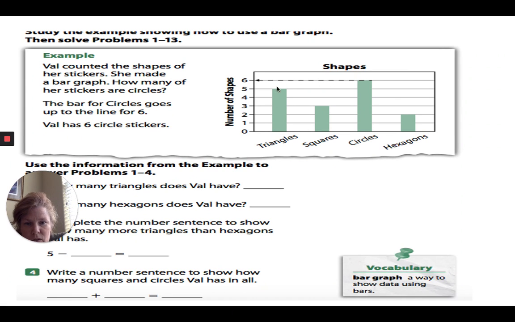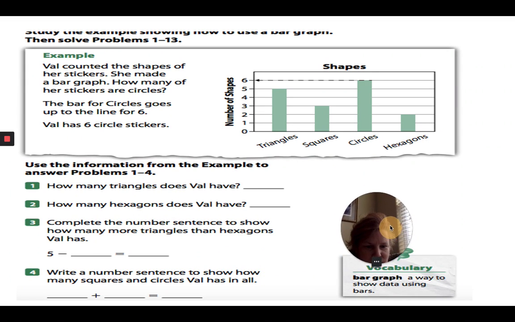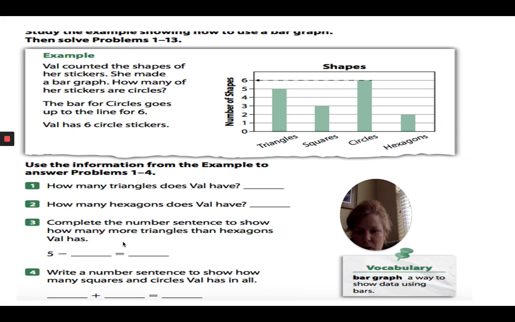How many triangles? That would be 5. Squares, 3. Hexagons, 2. Y'all remember hexagons. Hexagons, how many sides? Remember hex and 6? 6 sides. Okay, let me move my little face over to this side so you guys can see. Bar graph again, a way of showing data by using bars. I'm going to go ahead and I'll do most of this with you guys.